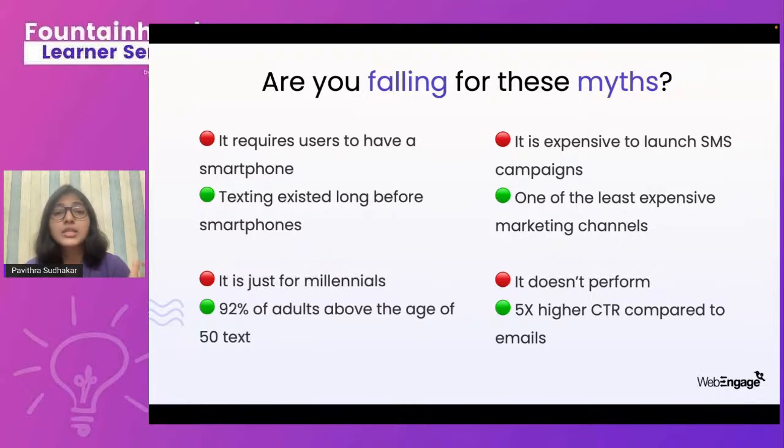So the first one is it requires users to have a smartphone. Absolutely not, right? Because texting existed long before smartphones. So some marketeers just forget the fact that you don't need a smartphone to launch SMS campaigns. They're concerned that SMS campaigns will never reach the target audience. But the truth is, 95% of the population today has some type of mobile phone. That means you will be able to reach just about everyone in your audience with an SMS marketing campaign, and it's not necessary that the person needs to have a smartphone.